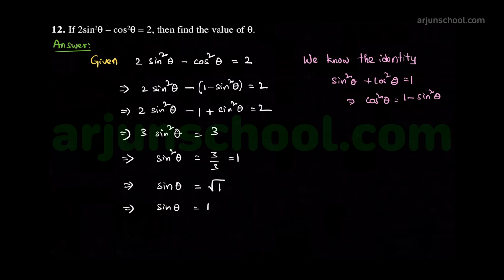Sin theta is equal to root 1, that is equal to 1. When theta is equal to 90 degrees, therefore theta is equal to 90 degrees. Therefore the answer is theta is equal to 90 degrees. If 2 sin square theta minus cos square theta is equal to 2, then the value of theta is 90 degrees.